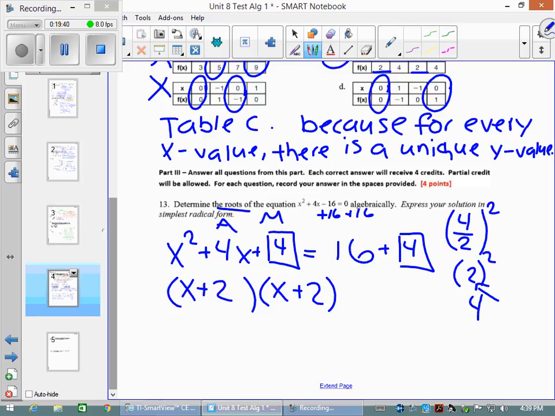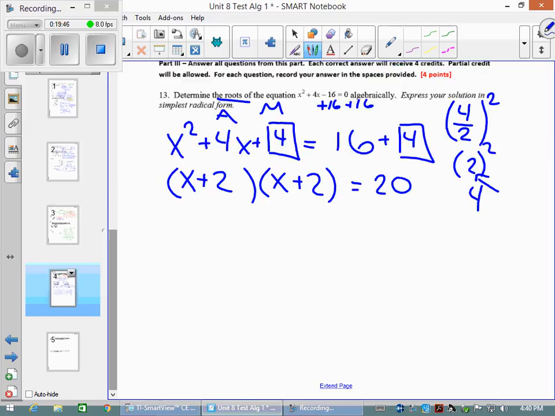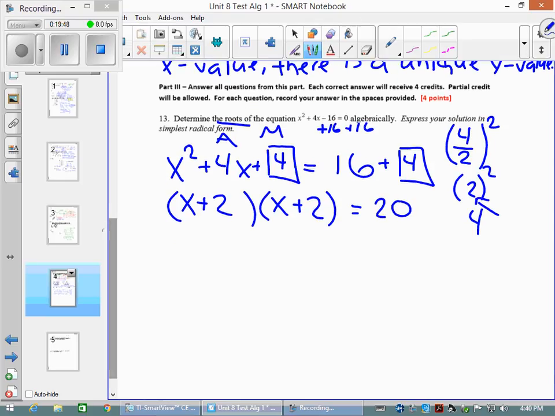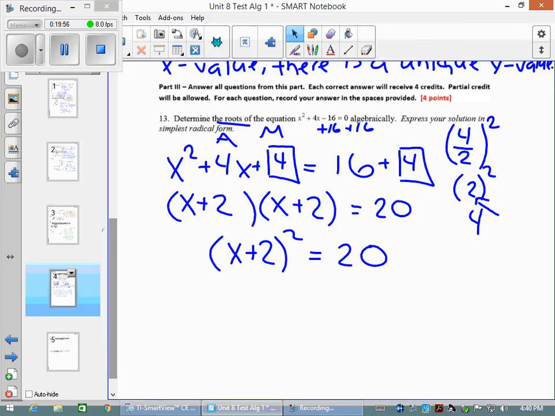Since I have the 2 binomials multiplied by itself, I can rewrite it as x plus 2 squared, and that equals 20. Now that I have this binomial squared, I can absolutely take the square root of it on the other side. And don't forget our plus or minus there when I draw in that square root. These cancel out. I'm left with x plus 2 equals plus or minus radical 20.